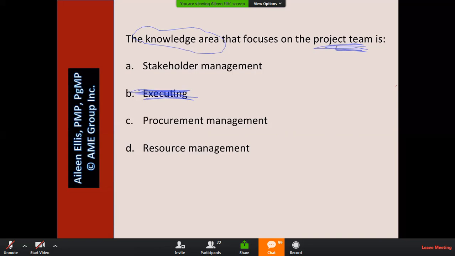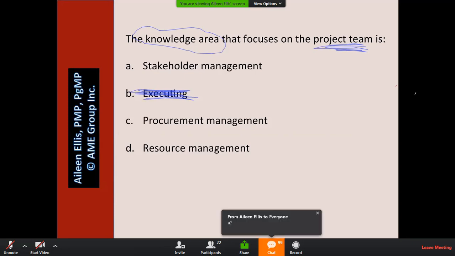Answer A, stakeholder management. What does stakeholder management focus on? Stakeholder management focuses on stakeholders. Okay. Are team members stakeholders? A question, yes or no, are team members stakeholders? Okay. The answer is yes. So a stakeholder is anyone who can affect or be affected by the project. Team members are stakeholders, but there's lots of stakeholders who are not team members. So I'm hoping there's an answer better than A.